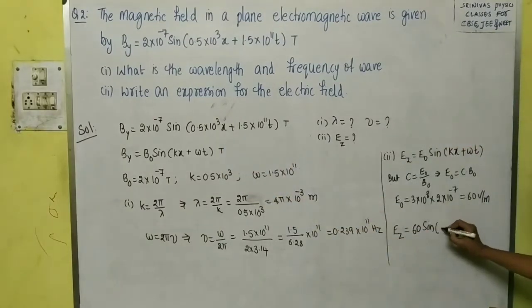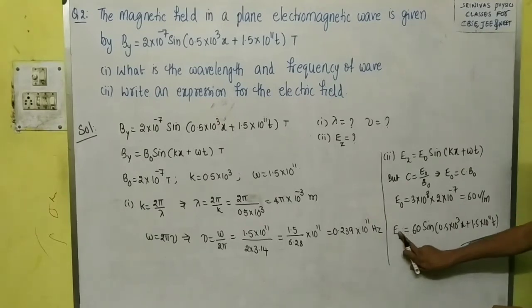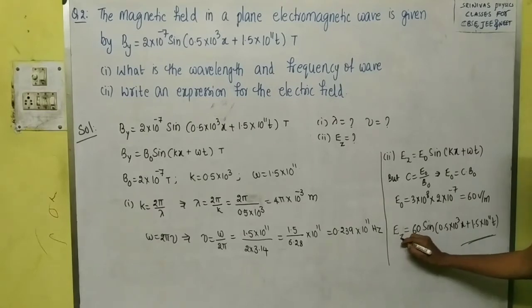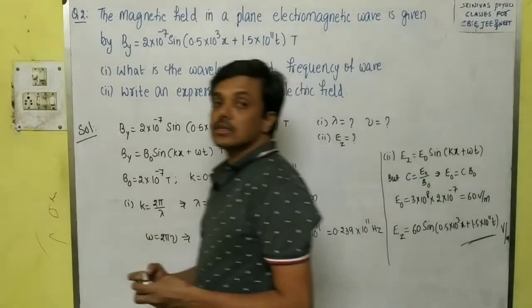That means we will get 0.5 into 10 to the power of 3 x plus 1.5 into 10 to the power of 11 t. Okay, this is the expression for the electric field that is along the z axis. The unit we write here is volt per meter.